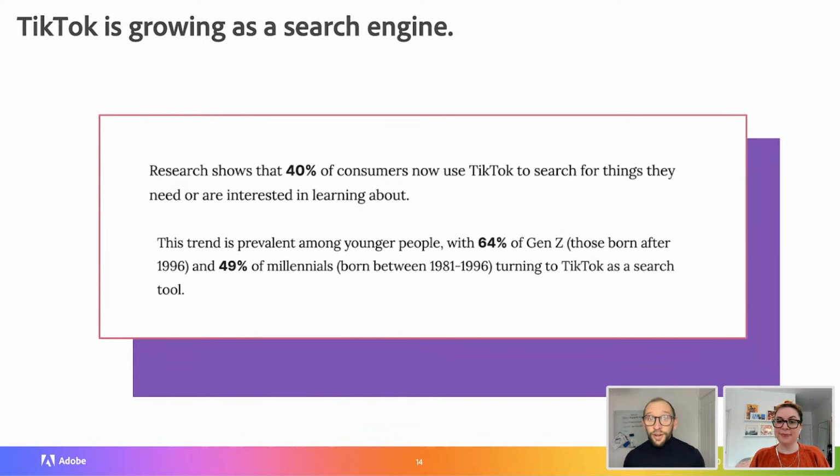Talking of TikTok, search engine, 40% of consumers. This is Adobe research, actually, so it was nice to bring that to life. Research shows 40% of consumers now use TikTok to search for things that they need or are interested in learning about. We've known this. There's a change happening between search and social. People typically go, I'll just Google it, to find and discover stuff. Increasingly, that's shifting to social, which means social's going to become even more important as part of a brand strategy.